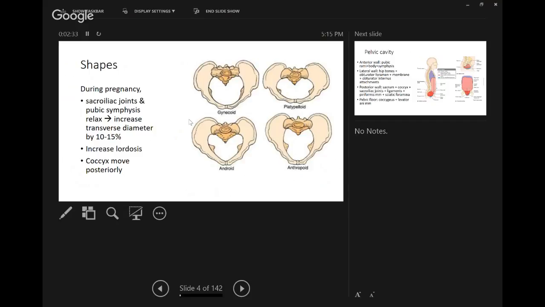And the other thing about the bones is that during pregnancy, as you know already, the joints will relax due to hormone relaxin, and specifically the sacroiliac joints as well as the pubic symphysis. So that allows the pelvic bones to increase in diameter, making it easier to get the baby out. Also, there's an increase in lordosis of the spine of the pregnant lady, and the coccyx moves in posteriorly. So you see the very typical posture of a pregnant lady.